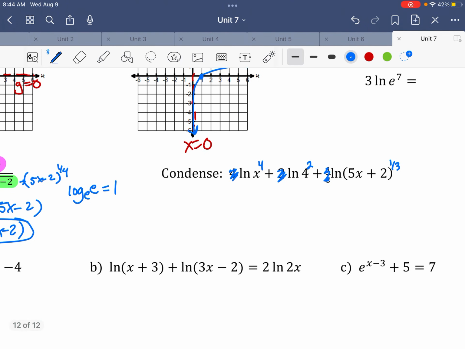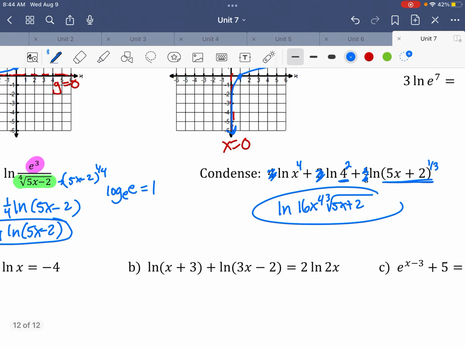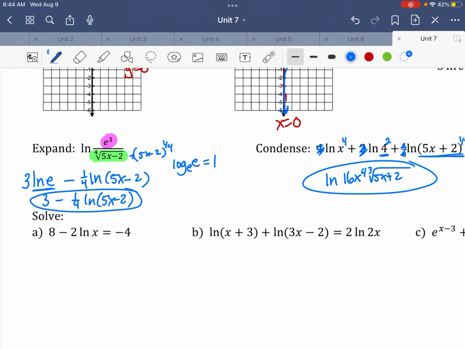Okay, so it's all addition, so it's all going to be multiplication. So 4 squared is 16, and then I have x to the fourth, so I have ln of 16 x to the fourth, and then basically the cube root of 5x plus 2. Now whether I wrote it as a cube root or wrote it like this, it doesn't really matter. I mean, it's just a matter of choice. Okay, and there we go.